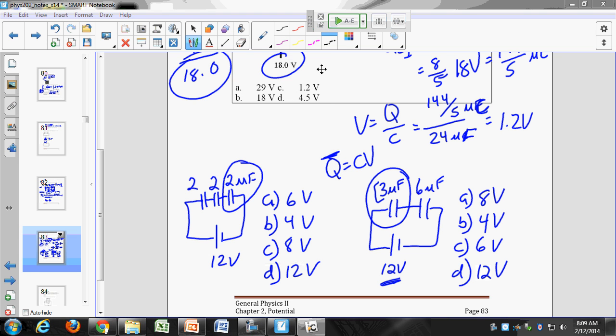Okay, so those are some nifty little rules that'll help you in untangling these things. So if I have 8 volts here, that means I have what on the 6 microfarad? I have 4 volts, because 8 plus 4 equals 12. Those are kind of fun, right?